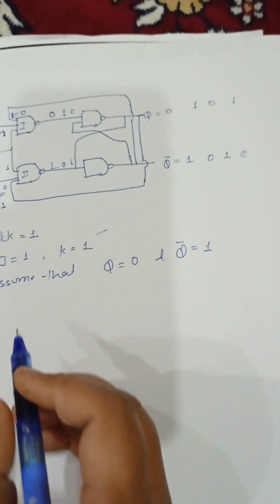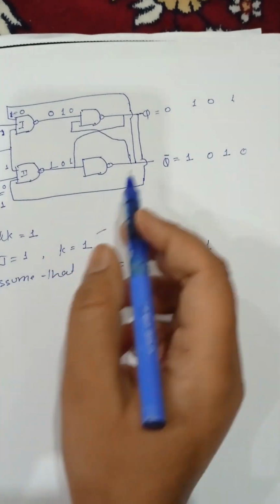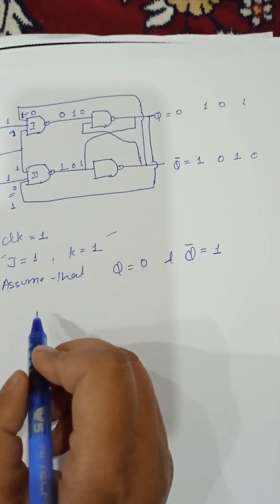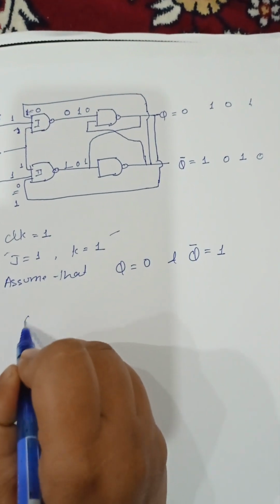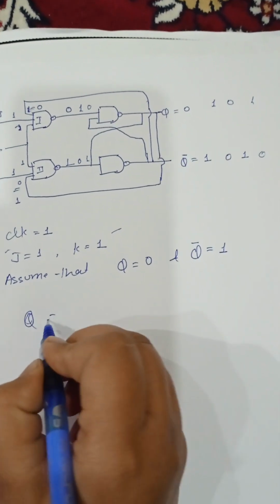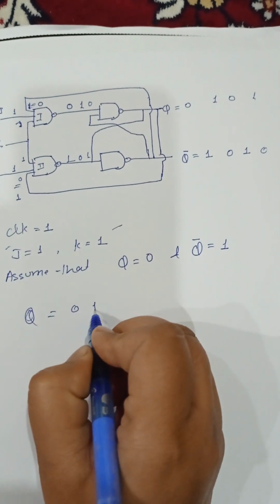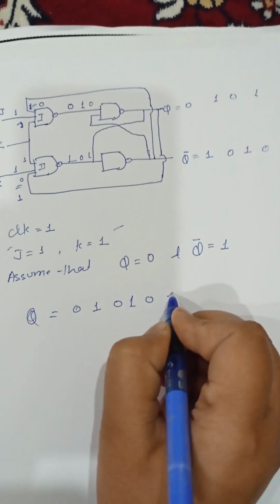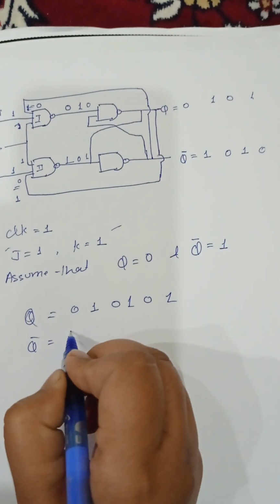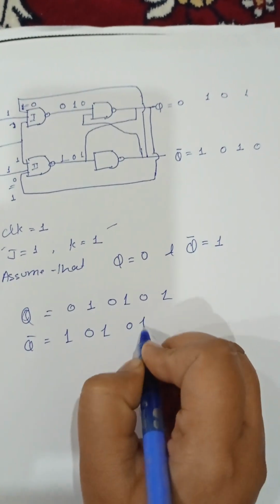So here you can see that the outputs of Q and Q complement, when J and K are equal to 1, occur in this way: Q is 0 1 0 1 0 1, and Q complement is 1 0 1 0 1 0.